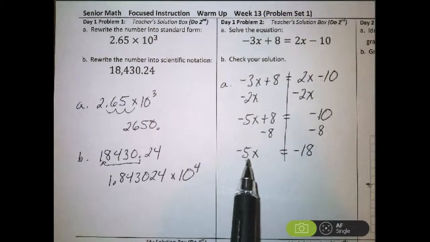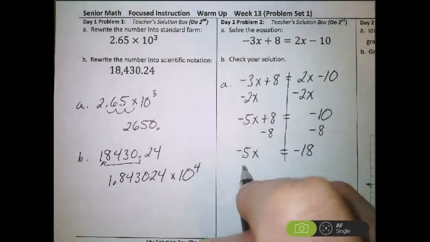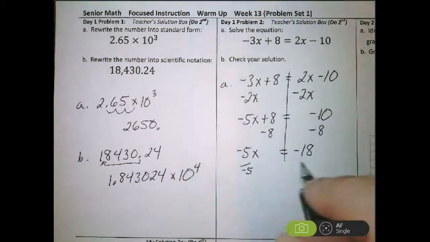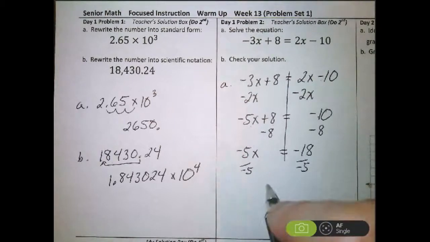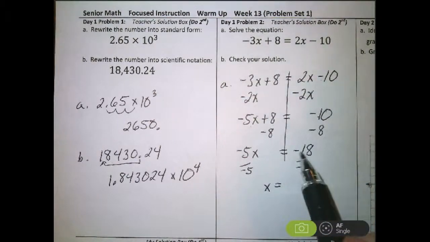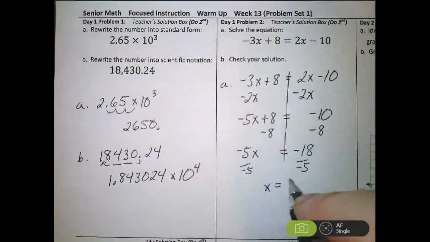Now we can remove the coefficient of the x using division. Divide negative 5, divide negative 5, x equals negative divided by negative is positive, and 18 divided by 5 is 18/5. You could write that as a mixed number or as a decimal if you wanted. Now in part B, we're asked to check that answer.